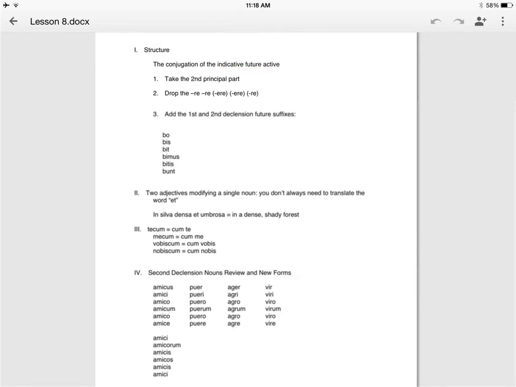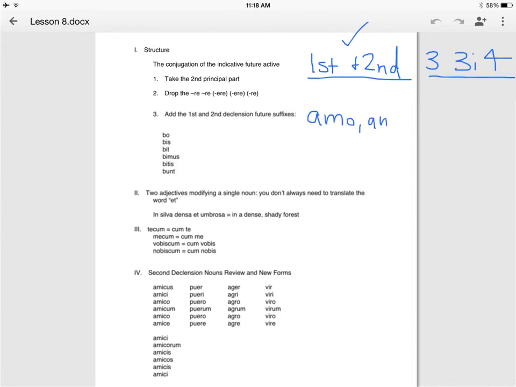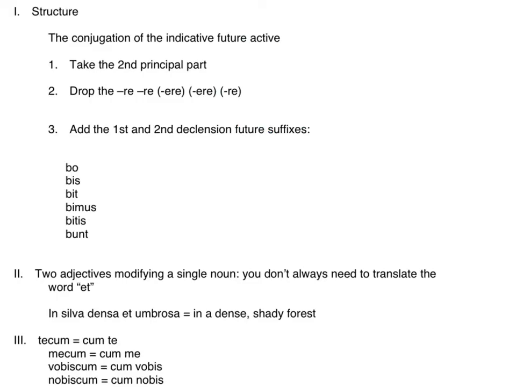Right now you're going to learn the conjugation of the indicative, future, active for the first and second conjugation verbs only. You will not learn it for the third I verbs, or the fourth conjugation. This is the system that only works for the first and second conjugation. In order to do that, you take the second principal part of whatever verb you're dealing with. Let's say it's amo, amare. There's your second principal part. Let me make that a little bigger for you. You're going to take the second principal part of whatever verb you're dealing with.